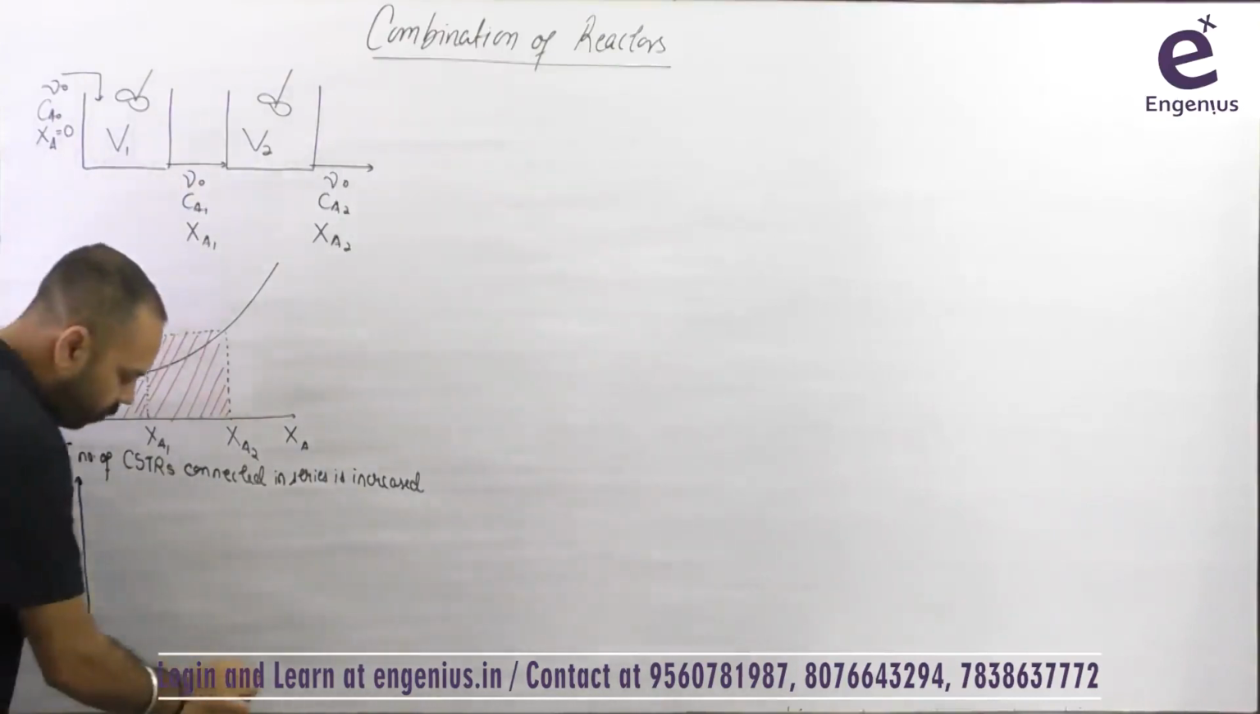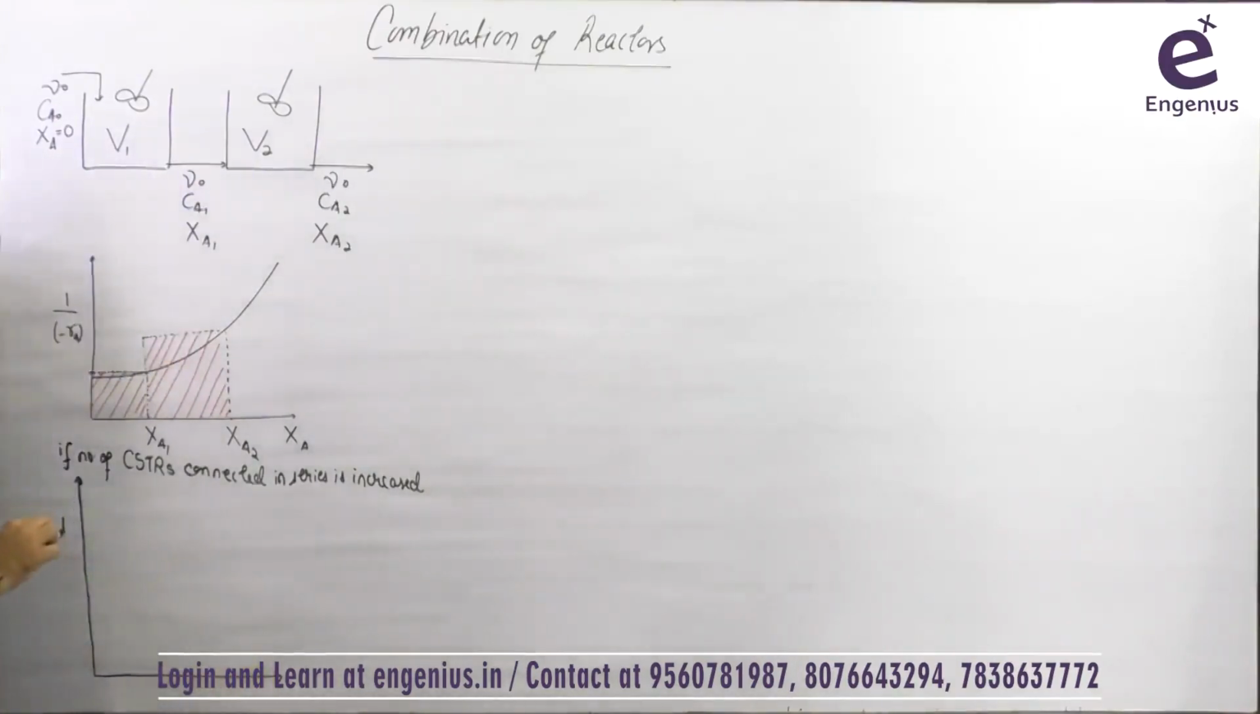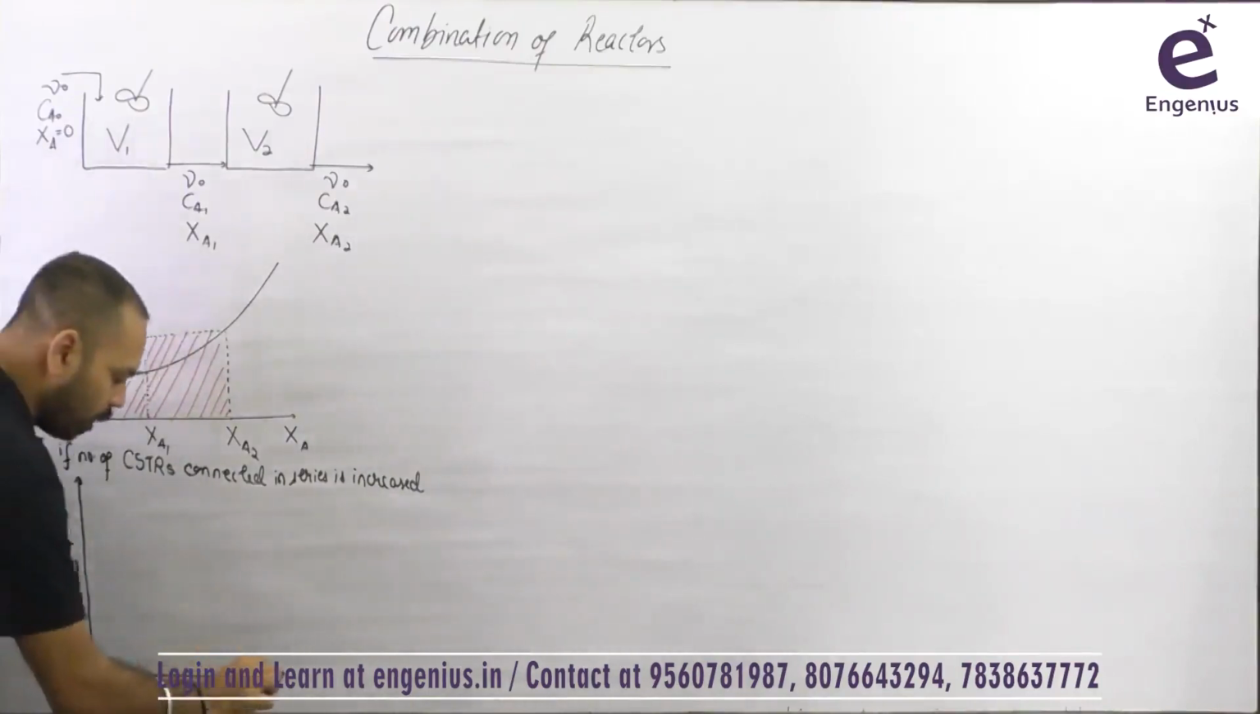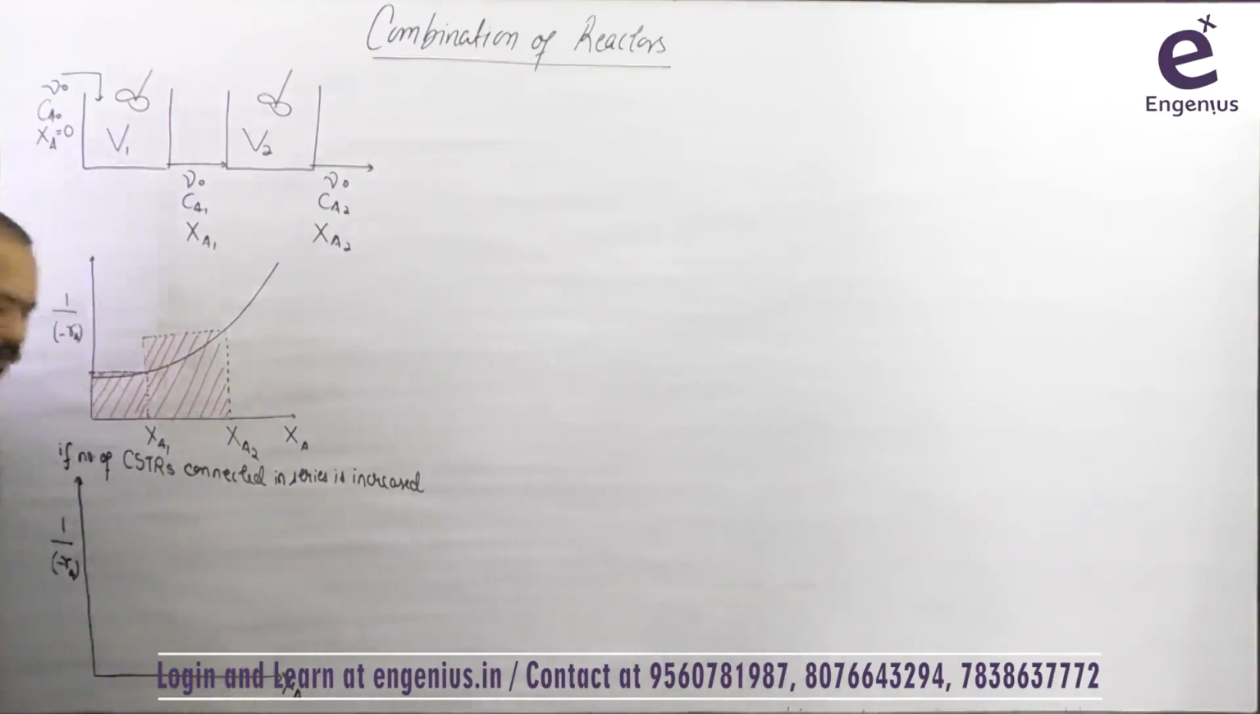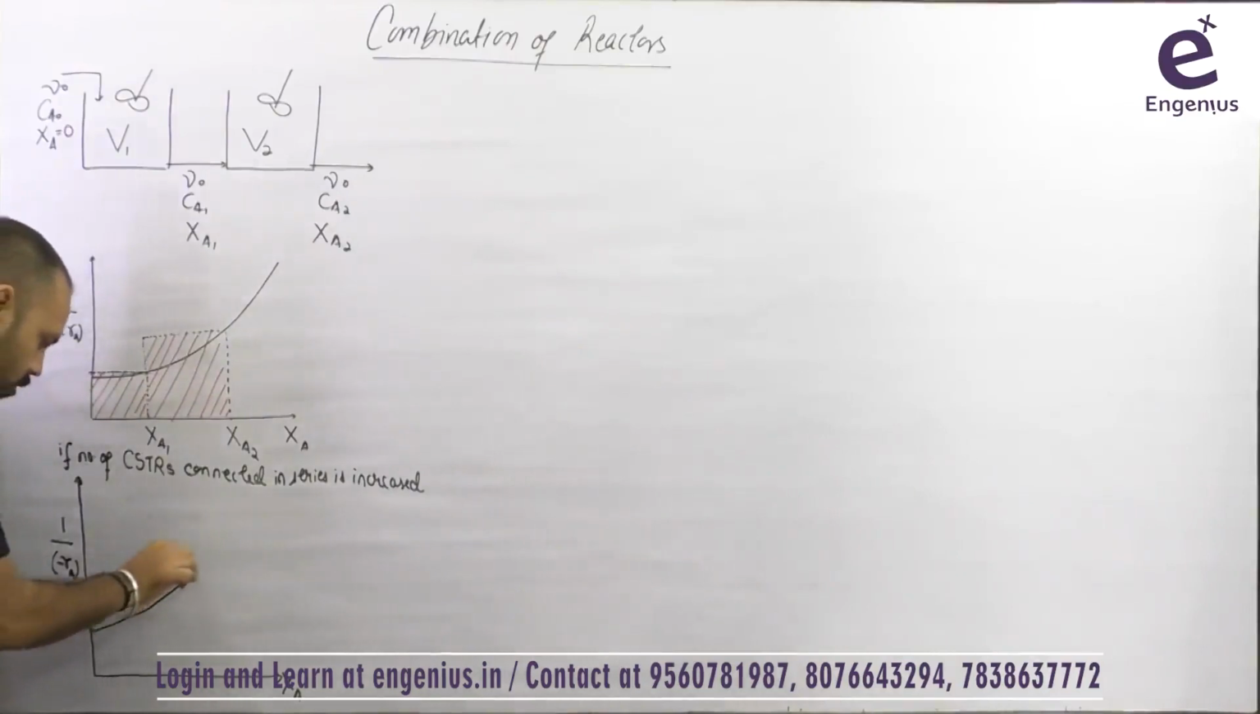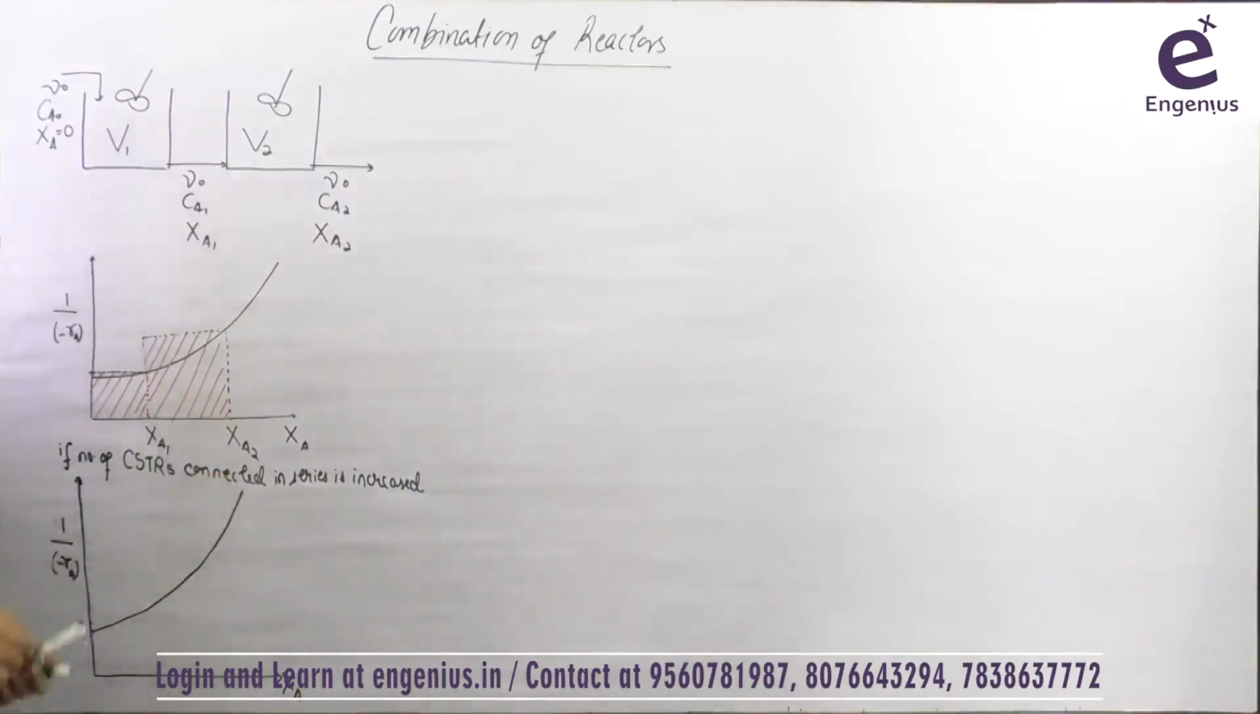Again, the graph is between 1 by rate versus XA. And suppose I am continuously increasing the number of CSTRs. Suppose I have not 3, but 10 or 15 CSTRs connected in series, and the graph is like this. Let me make the graph a little bit curved. Right, that is the graph.